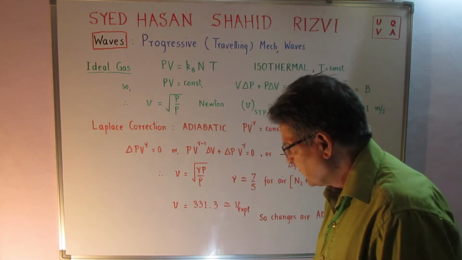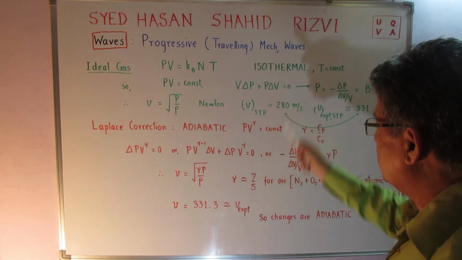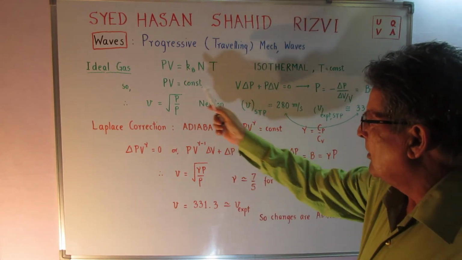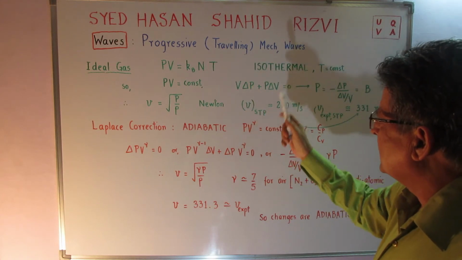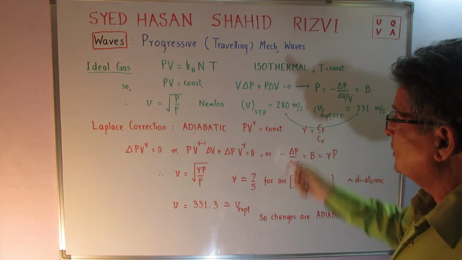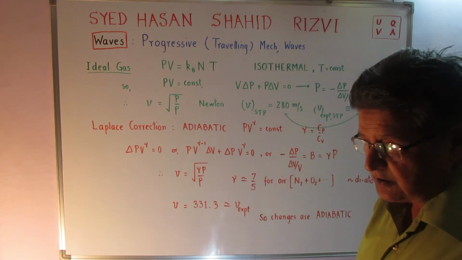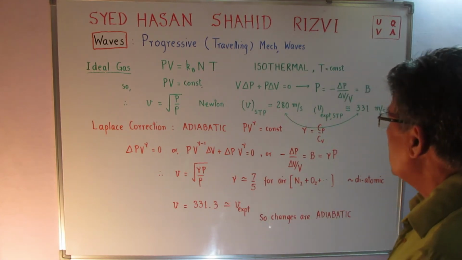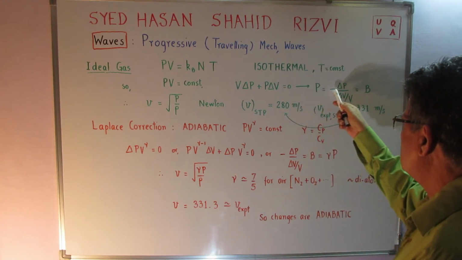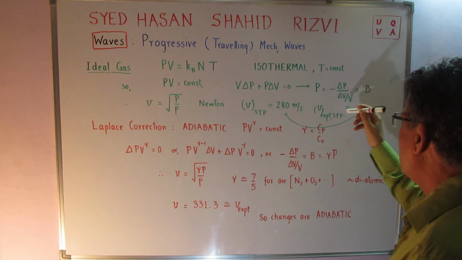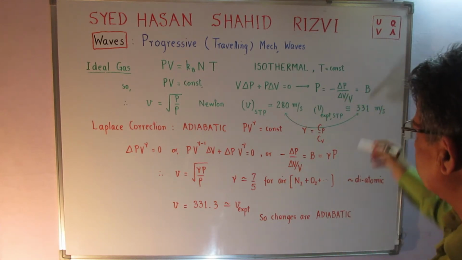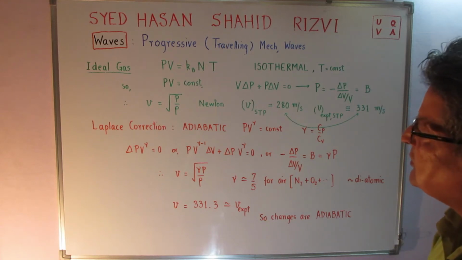If we differentiate this, this will turn out to be equal to V delta P plus P delta V. This is equal to 0. The other side is constant, it's not variable. So this gives us the value of P as equal to minus delta P upon delta V over V, which is nothing but the definition of the bulk modulus of elasticity.